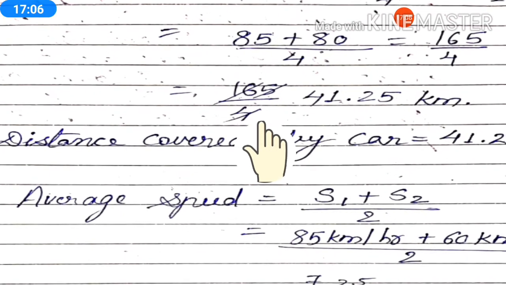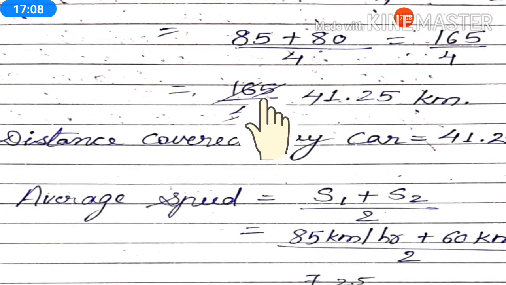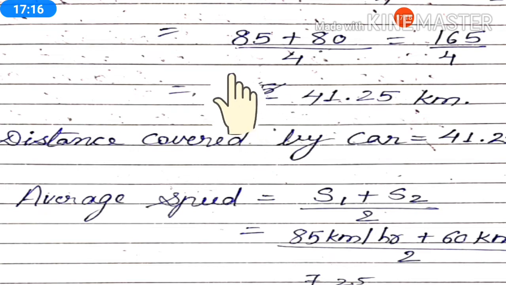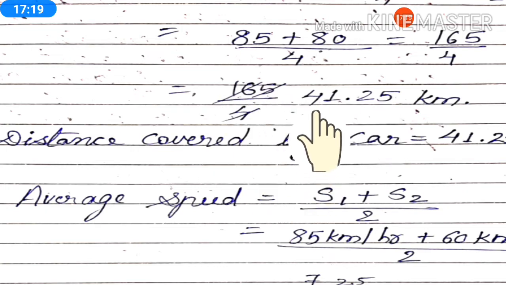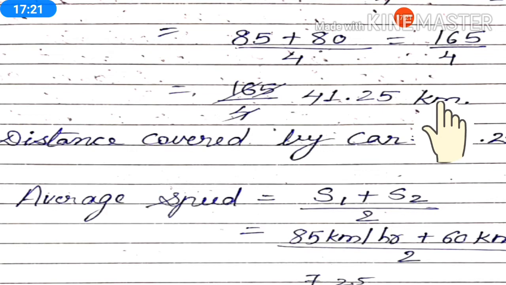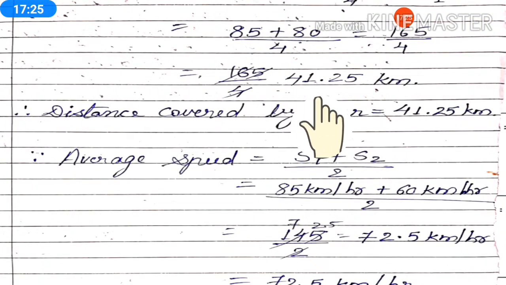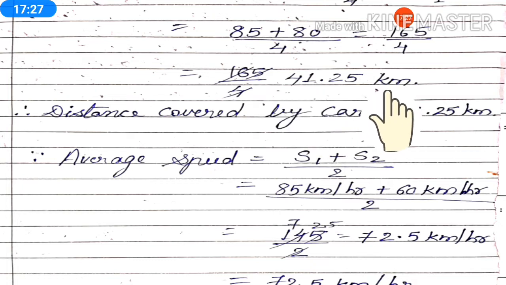You can easily get that value. See, 4 ones are 4, 4 fours are 16, then here 4 ones are 4, then 1 will be left, put a point, and then it will be 10. So 4 twos are 8 and 4 fives are 20. Means when you divide 165 by 4, you will get the value 41.25 kilometer. Means the total distance travelled by the car is 41.25 kilometer in the total time.